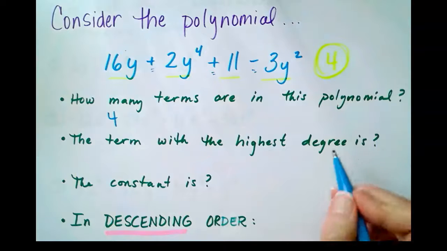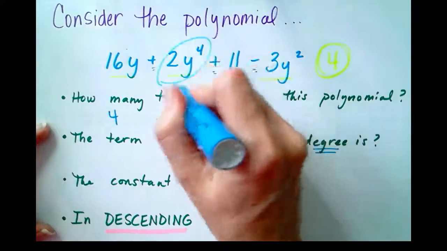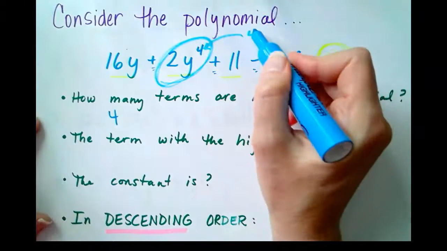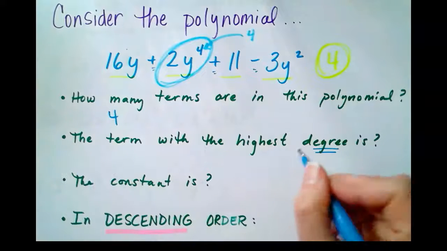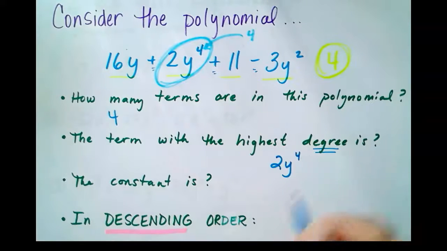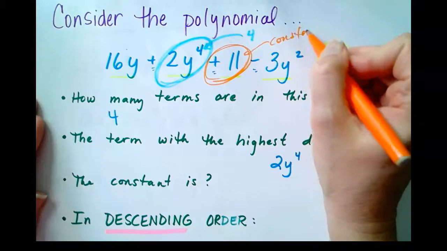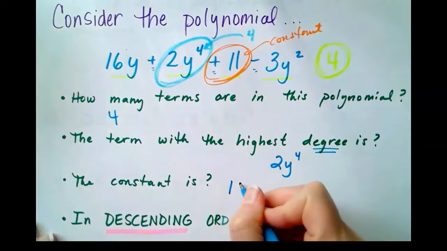The term with the highest degree. So go to the term that has the largest exponent. And the term with the largest exponent is said to have the greatest degree. We have a degree 4 polynomial here because the greatest exponent is 4. So the term with the highest degree is positive 2y to the fourth. The constant, recall, does not have a variable expression. So right here, positive 11 is our constant term. So no variable there. The constant is positive 11.